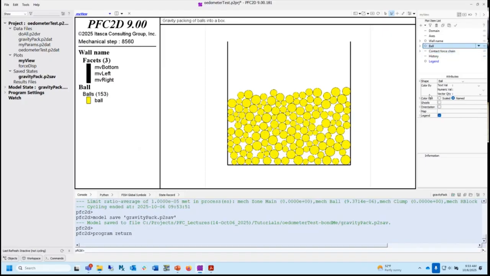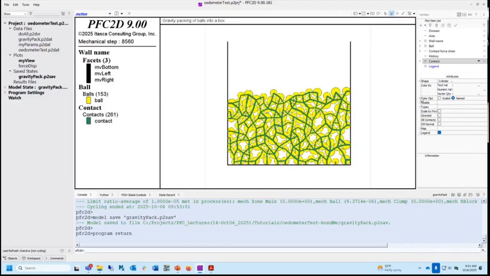Let's go to the ball plot item and color by... no, we have to go to the contact. We have to make a contact plot item, and color by numeric text value: contact model name. Contact model name, red line, linear C bond. Those are the linear ones. So that's what we have at all these contacts.